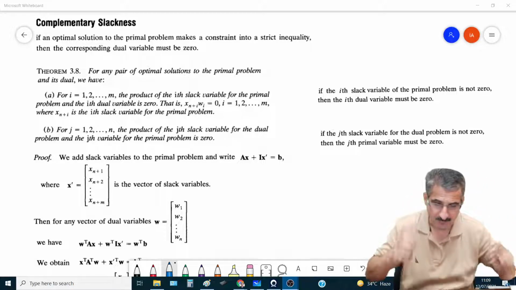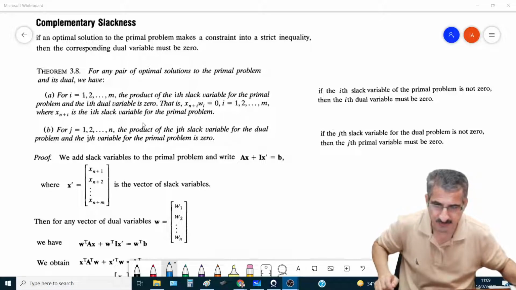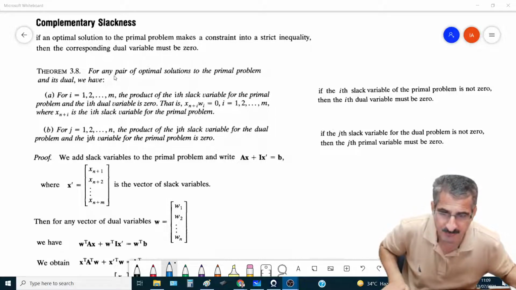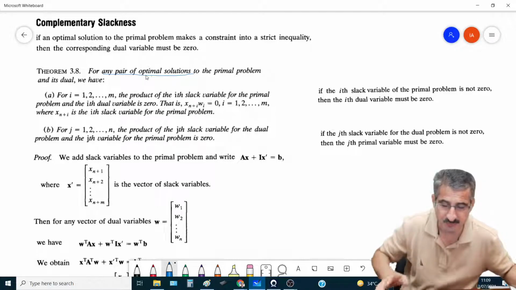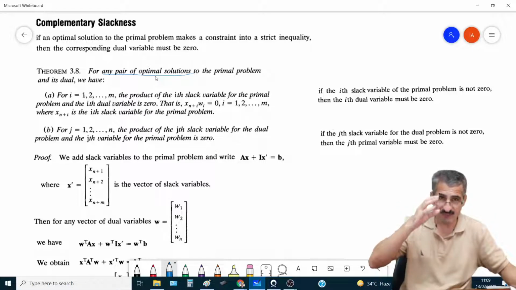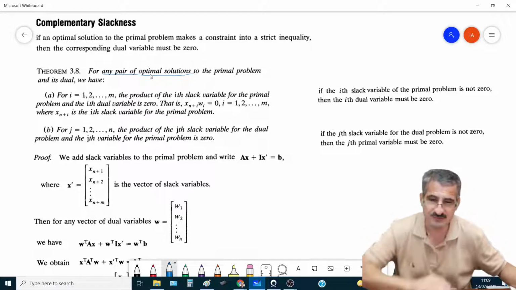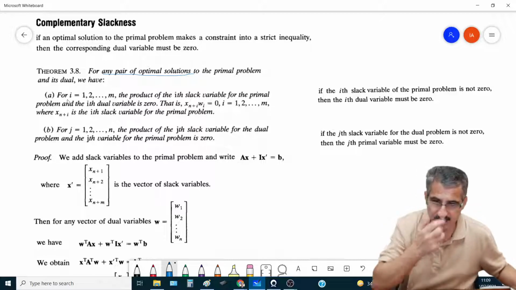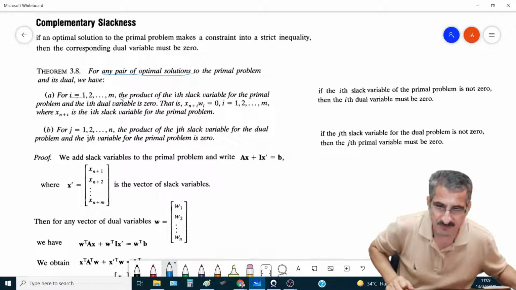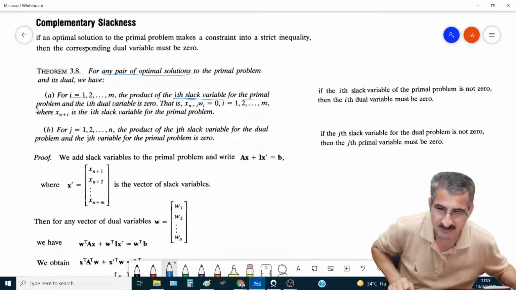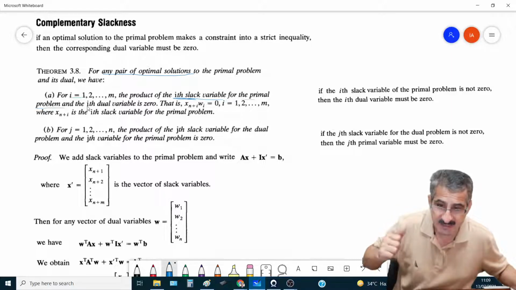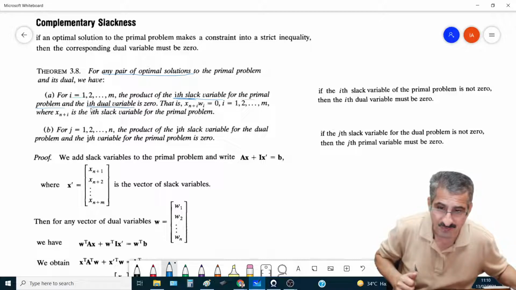Okay. Now, this theorem states what we have said. For any pair of optimal solutions to the primal and the dual. So we're assuming we have an optimal solution for the primal, and an optimal solution for the dual. See what this says. For i equals 1 to m, the product of the ith slack variable for the primal problem and the ith dual variable is 0.